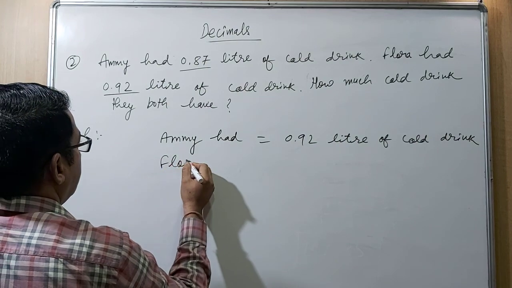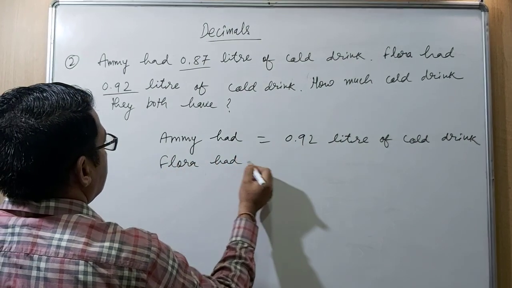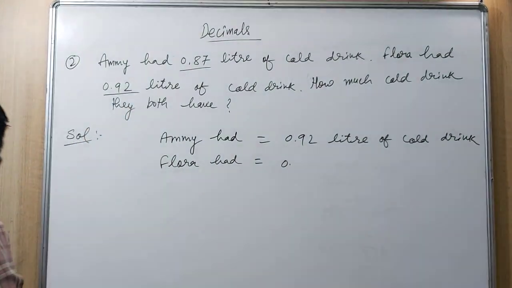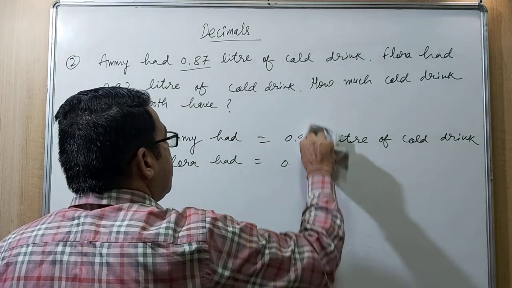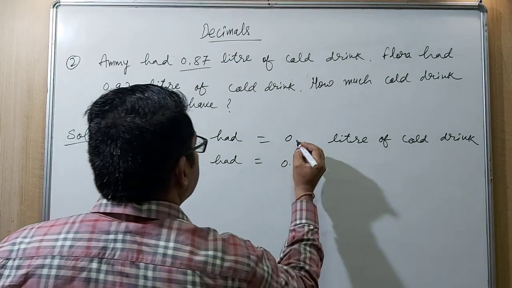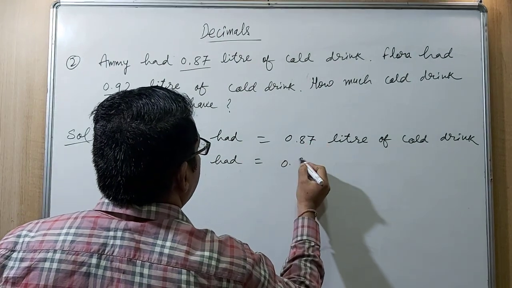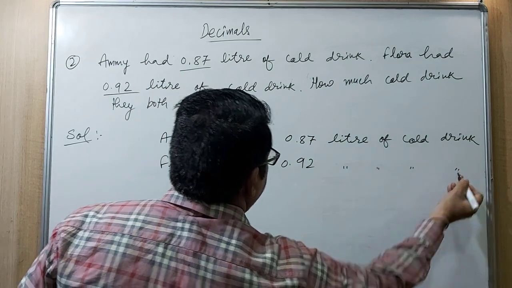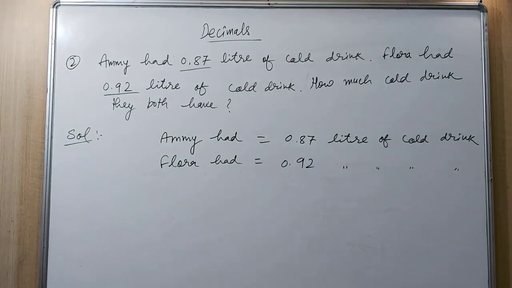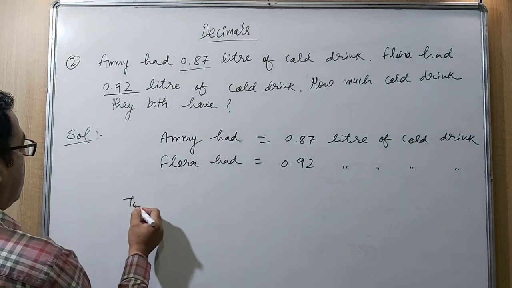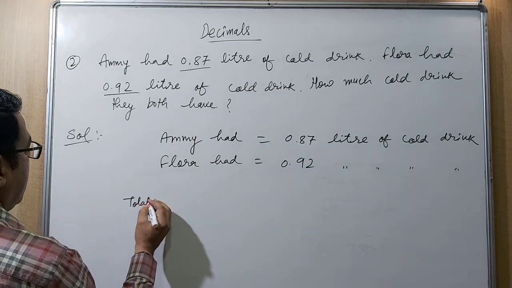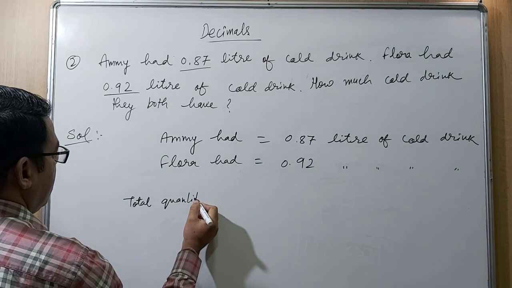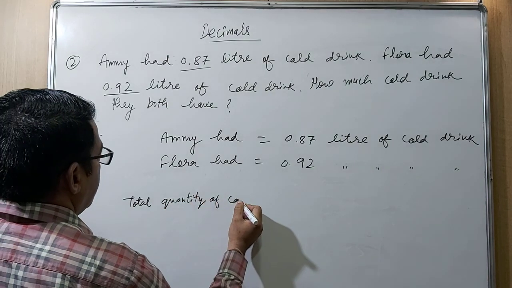Flora had how much? Ami had 0.87 and Flora had 0.9 liter of cold drink, right? So the total quantity of cold drink.